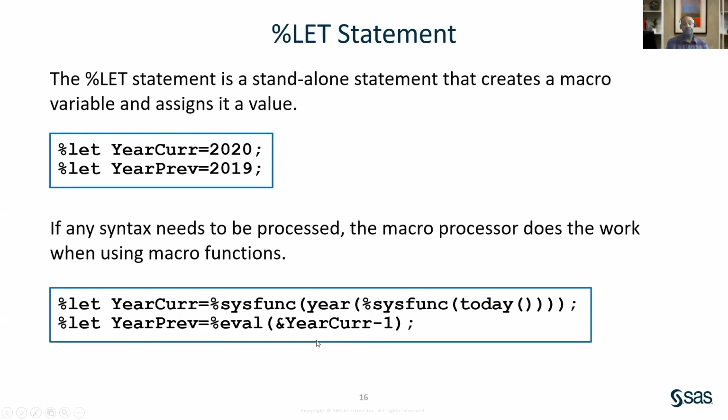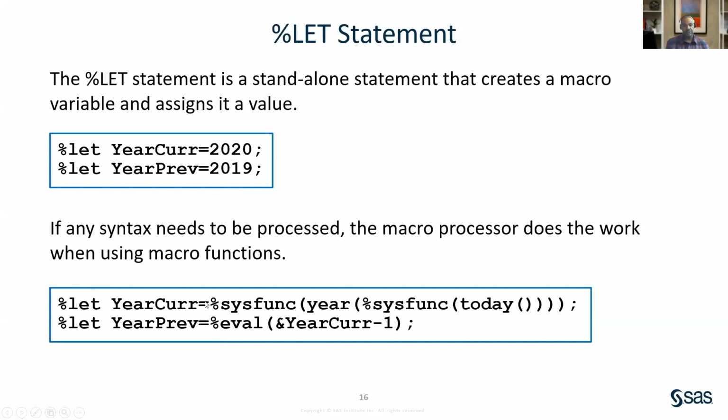Here's an example of %let. When I know exactly what the value should be, I can do %let year_current equals 2020. %let year_previous equals 2019. I could hard code the values or have it calculated as down below. The advantage of this technique is that next year when I run it, it will take care of itself. I don't have to hard code 2021, previous year 2020.